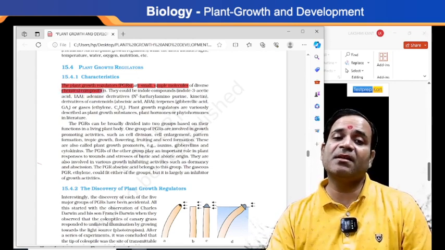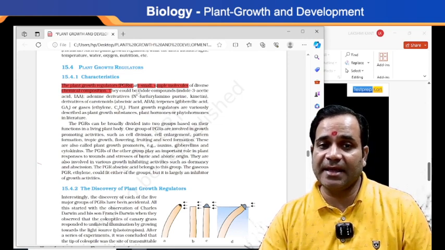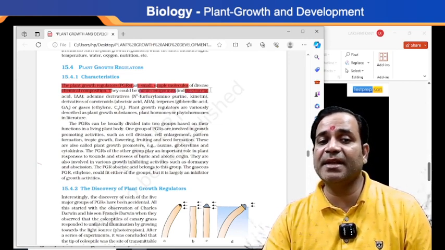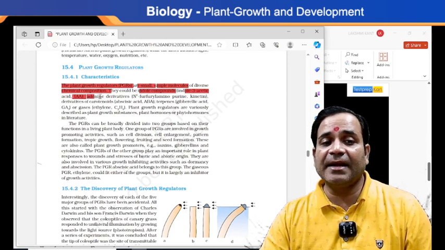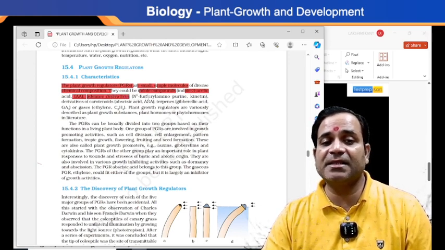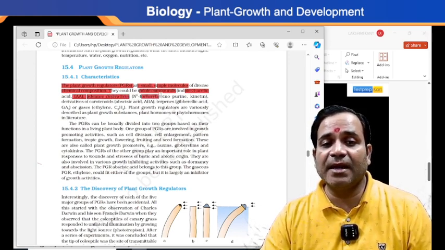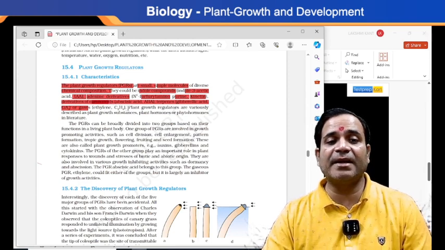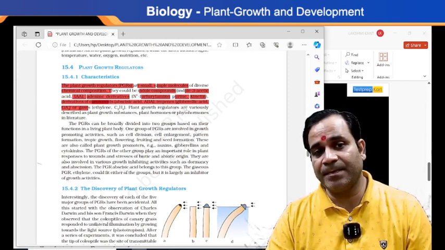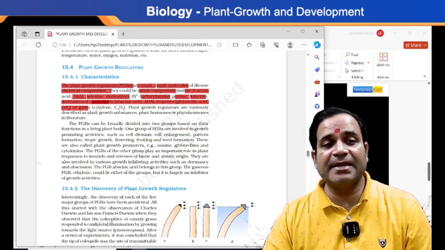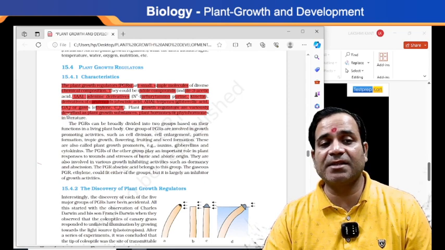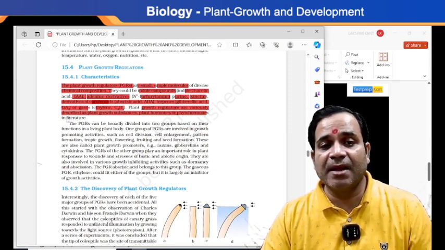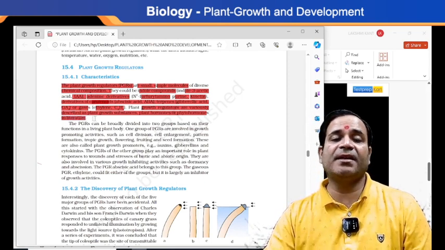And you know what the chemical composition is here? They are indole compounds, indole-3-acetic acid, IAA; adenine derivatives, N6-furfurylaminopurine, kinetin; derivatives of carotenoids, abscisic acid, or ABA; terpenes, gibberellic acid; and gas, ethylene. Plant growth regulators are variously described as plant growth substances, plant hormones, and phytohormones, with different features.